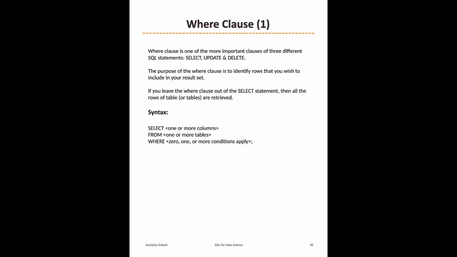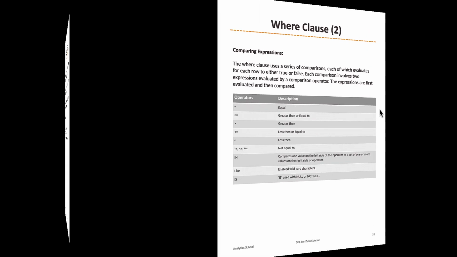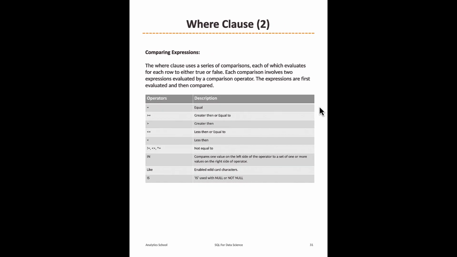If you leave the where clause out of the select statement, then all the rows of the table or tables are retrieved. The where clause is an optional clause. The where clause uses a series of comparisons, each of which evaluates for each row to either true or false. Each comparison involves two expressions evaluated by a comparison operator. The expressions are first evaluated and then compared.